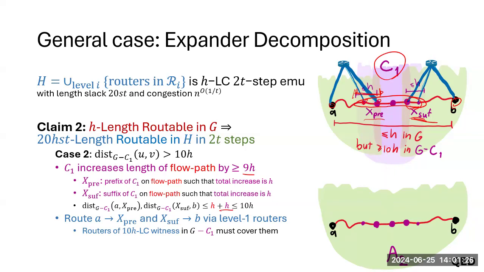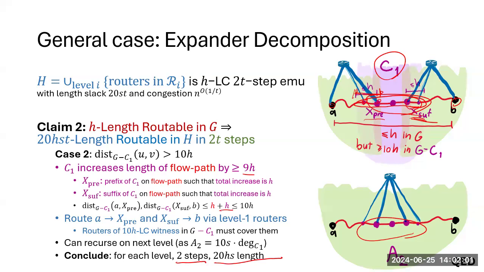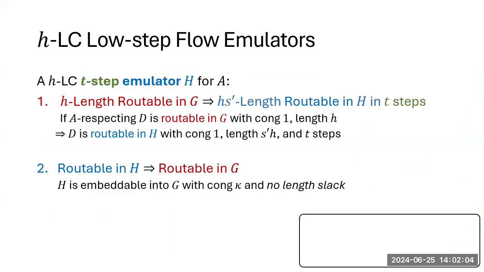So what we do then is recurse on the next level. Routing from A and B to X suffix and prefix induces a new demand that is even shorter, because it's a demand on the subpath. And suppose that A2 is now routable. There is a router on top of it, so you can just route on top of A2. The point is, for each level, you pay 2 steps and 2H length. And that's why we get it.